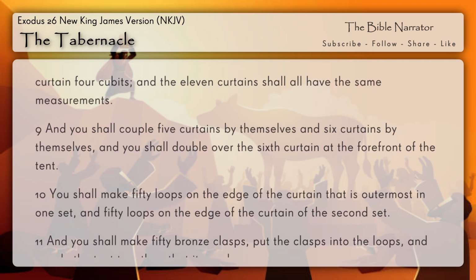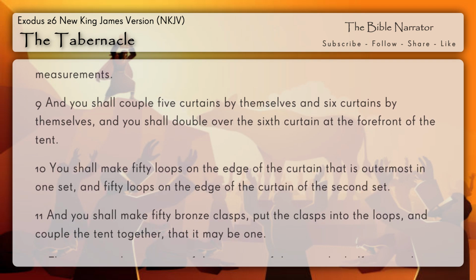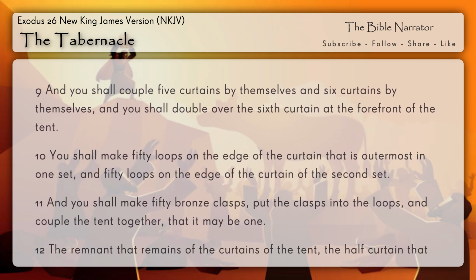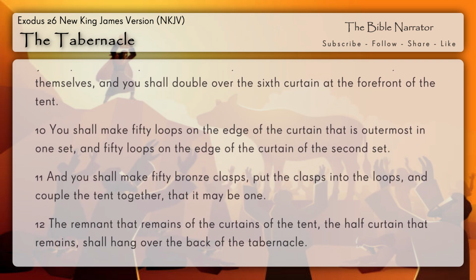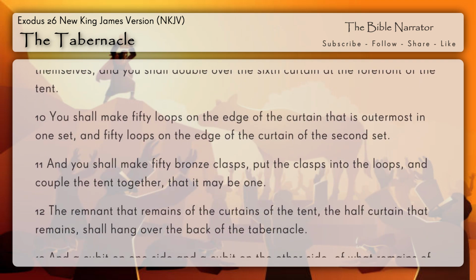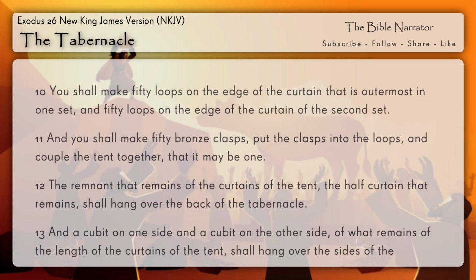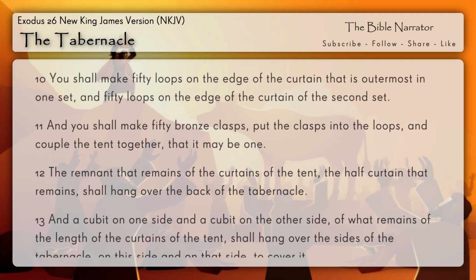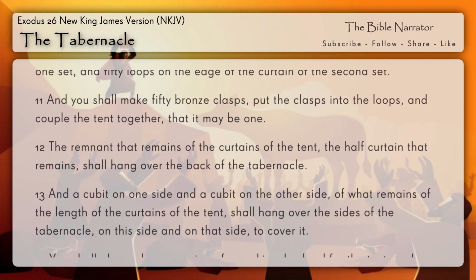And you shall couple 5 curtains by themselves and 6 curtains by themselves, and you shall double over the 6th curtain at the forefront of the tent. You shall make 50 loops on the edge of the curtain that is outermost in one set, and 50 loops on the edge of the curtain of the second set. And you shall make 50 bronze clasps, put the clasps into the loops, and couple the tent together, that it may be one.